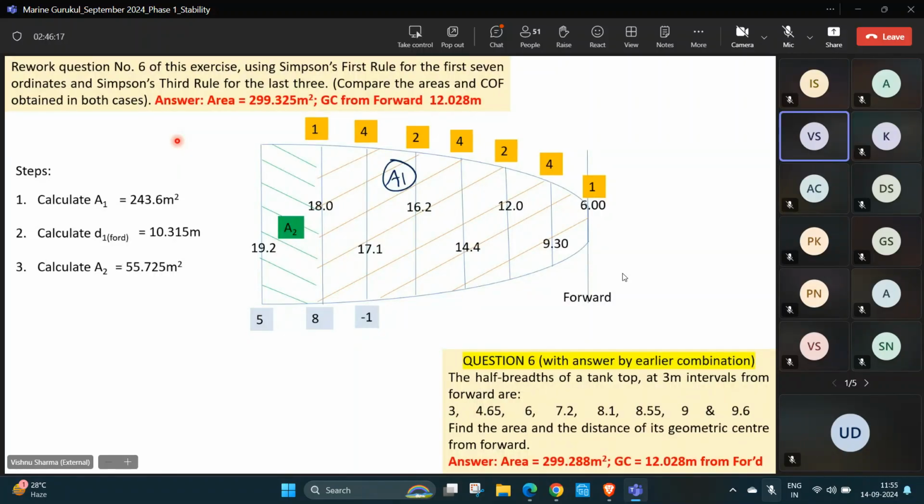Anubhav, as soon as you get the A2, let me know. Once you get A2. I think everybody would have done by now for sure. Yes, sir. Please get me the A2. Otherwise, you'll again miss the discussion.